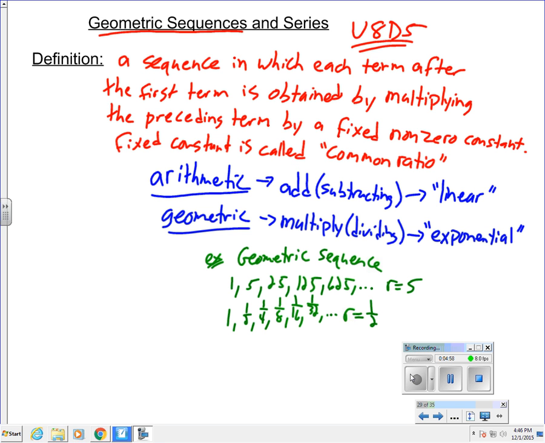And we can also have negatives in our common ratio. So a sequence like 6, negative 12, positive 24, negative 48, positive 96. That'd be a geometric sequence also. The only difference with this one, we see the alternating negative signs. Our common ratio is negative. Our common ratio here is negative 2.